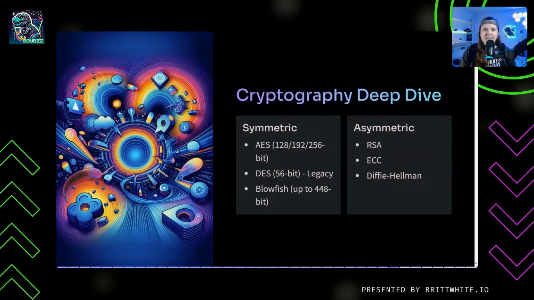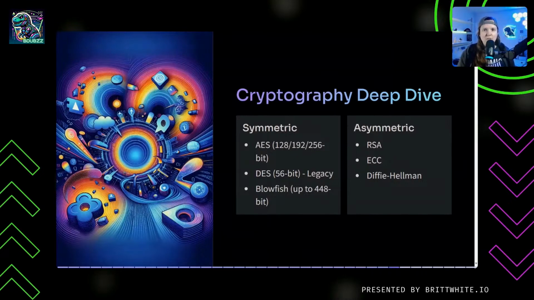Starting with symmetric, the same key with big speed. We have AES, or the Advanced Encryption Standard. This is the champ with 128, 192, or 256-bit keys. It's a fortress. Bigger keys are tougher to crack. It secures drives, VPNs, Wi-Fi, you name it.